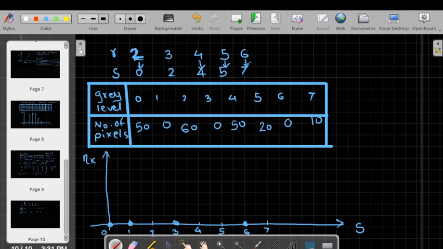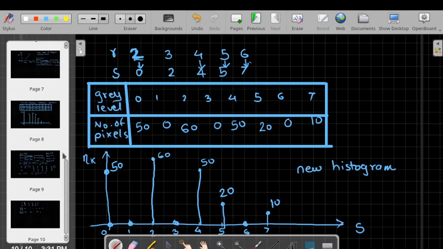For gray level 0 we are having 50 pixels, so these are the 50 pixels. For gray level 2 we are having 60 pixels. For gray level 4 we are having 50 pixels. For gray level 5 we are having 20 pixels, and for gray level 7 we are having 10 pixels. So this is our new histogram.